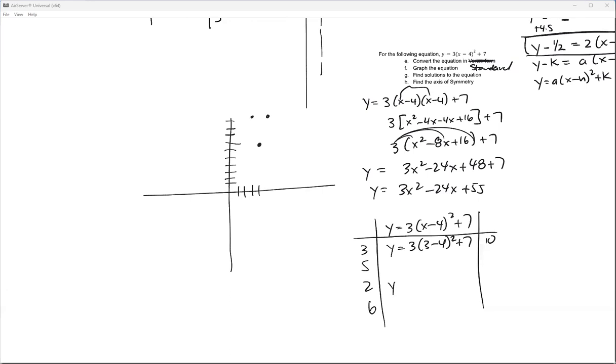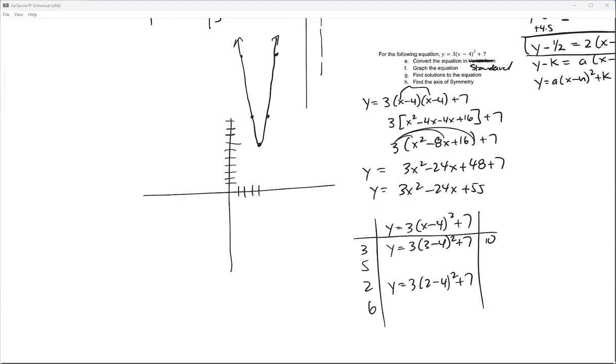And then y is equal to 3 and then 2 minus 4 squared plus 7. This is -2, 4. -2 squared is 4. 4 times 3 is 12. 12 would be 19. So I'm just going to go all the way up here. And it should look something like this. And again, there's no solution, all right, because it doesn't hit the x-axis.